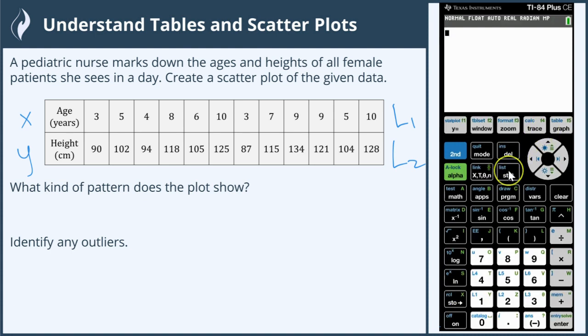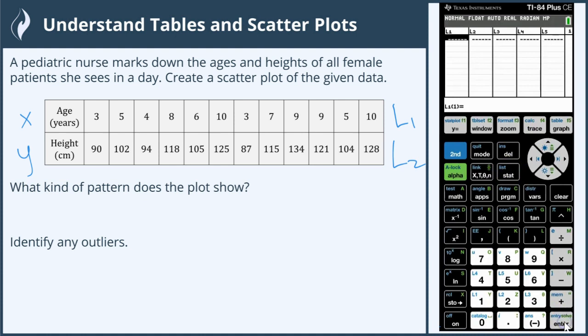Okay, so we're going to stat and then edit. This is the same thing that we've done before. And then we're going to input our x values in L1. If you have anything in there, you scroll up to L1 and press clear enter. That would clear out your list if you had values there. I don't, so I'm just going to start putting my age list into my L1.